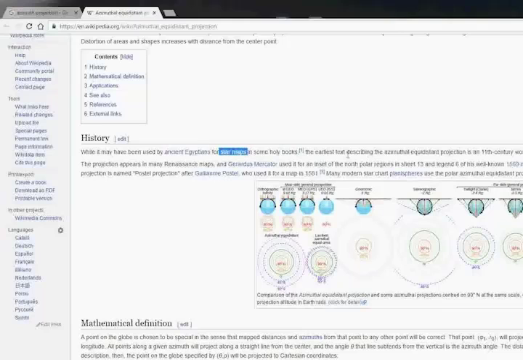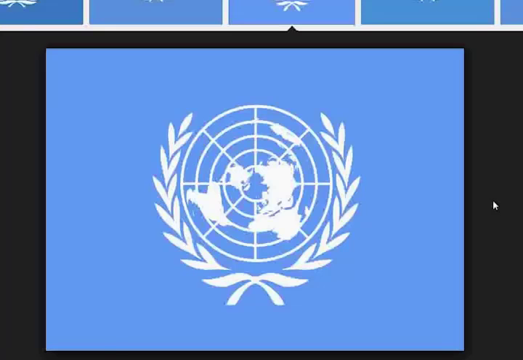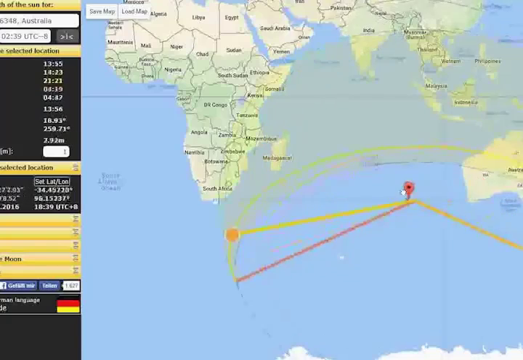Also, if it is inaccurate, then why do many modern star chart planispheres use the polar azimuthal equidistant projection? In the case of radio, this projection allows for directional antenna aiming, especially in the case of HF communications. So the answer here is, it is used because it is the most accurate map we have. This is why it is the UN flag logo, and this is why flat earthers use it. Round earthers will argue that Australia is not in the right position, but it is.